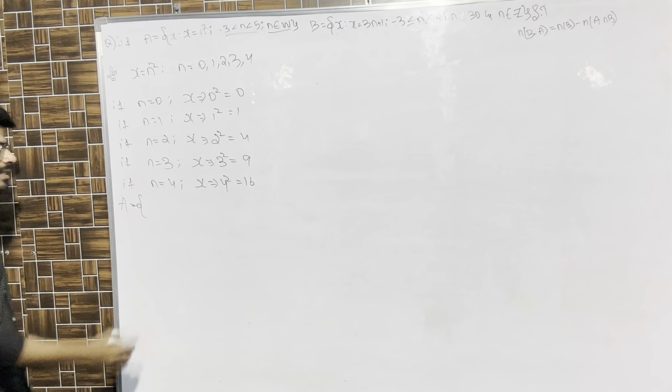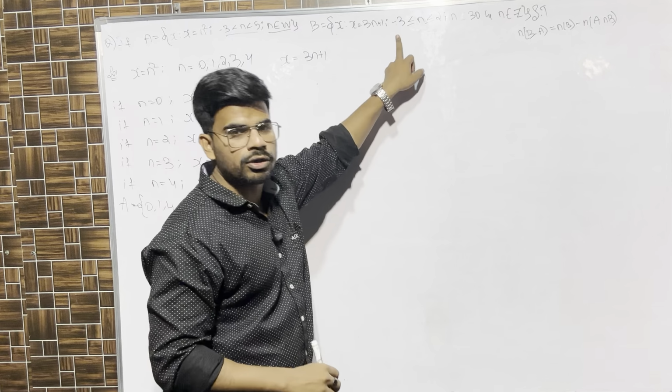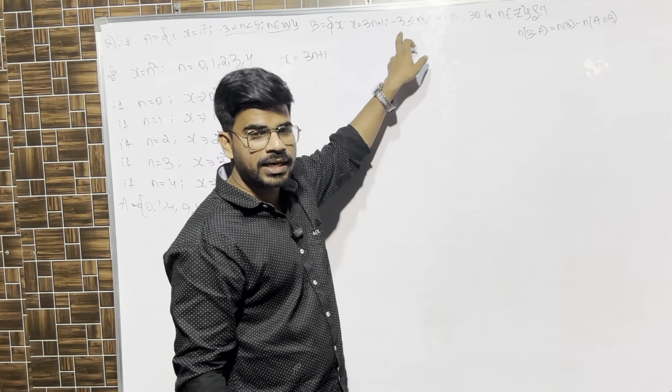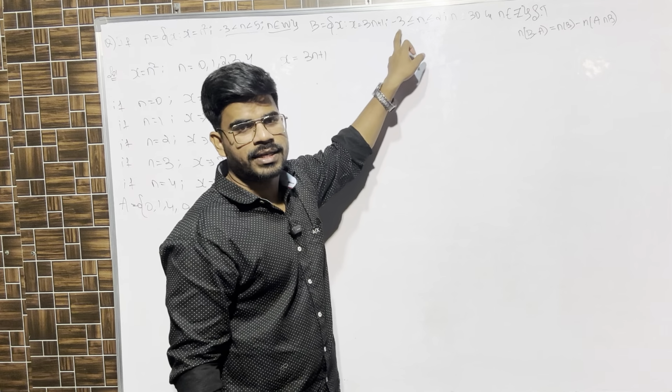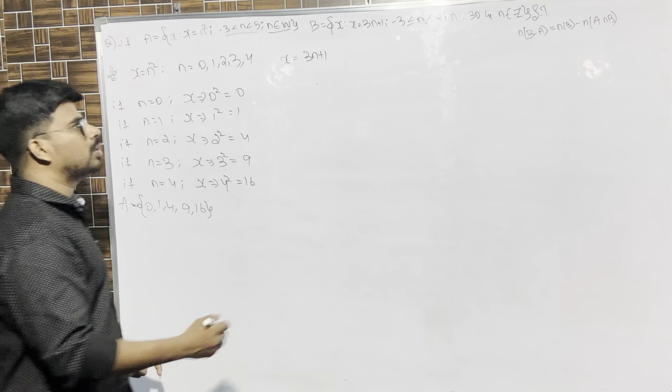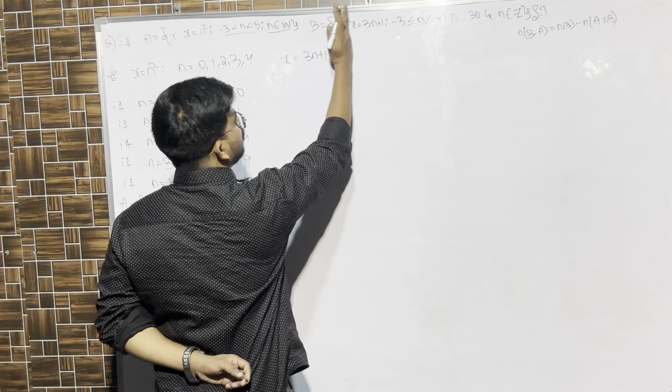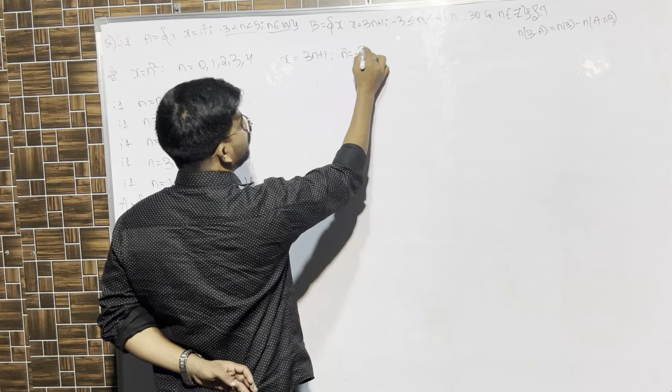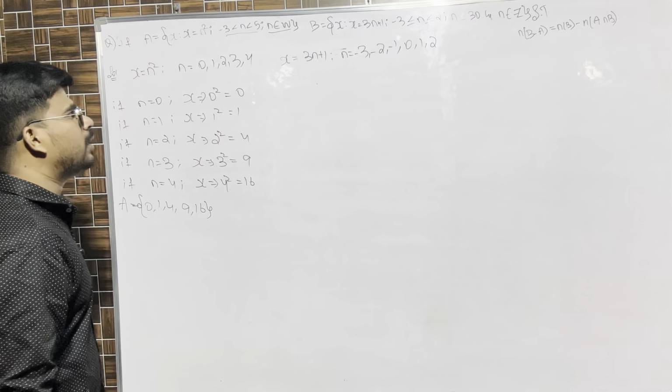A is there. Let us extract B also. What is the function given? x is equal to 3n plus 1, and the value of n is between minus 3 to 2. Minus 3 also is supposed to be included, because n is greater than or equal to minus 3, lesser than or equal to 2. So from minus 3 to 2, the value of n is minus 3, minus 2, minus 1, 0, 1, 2, right.